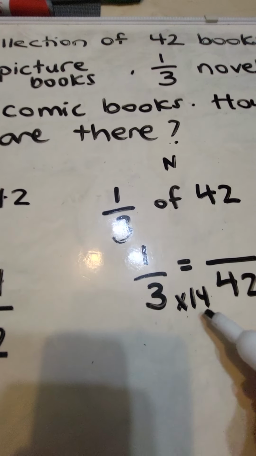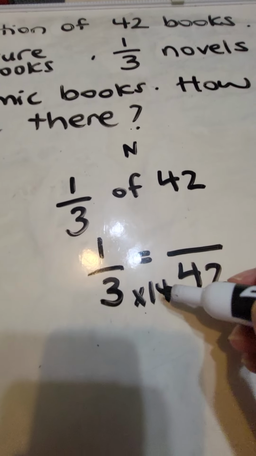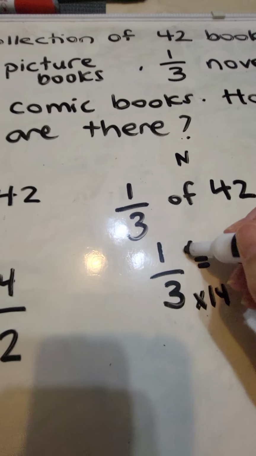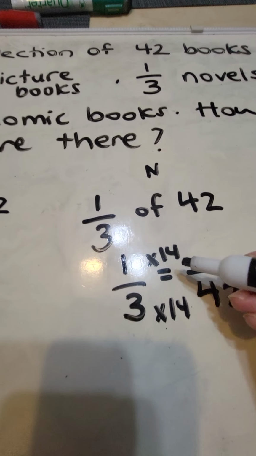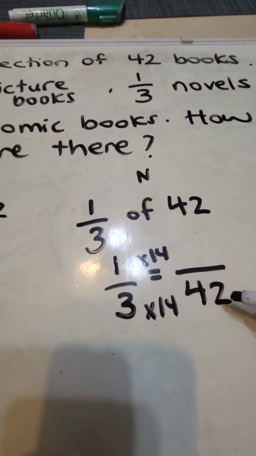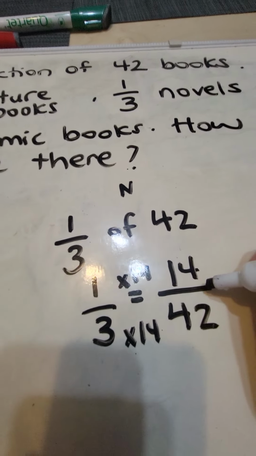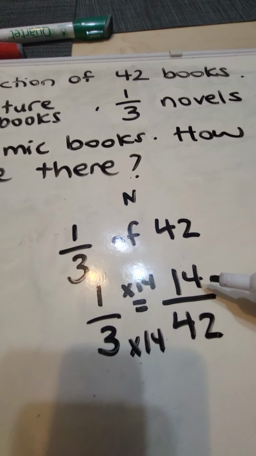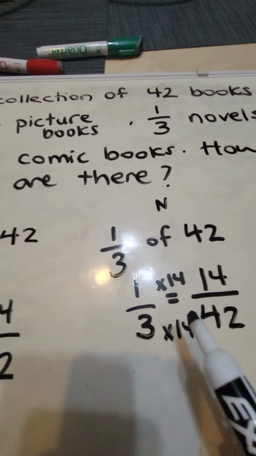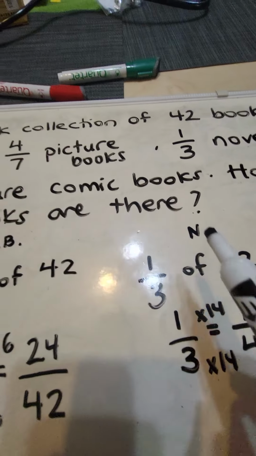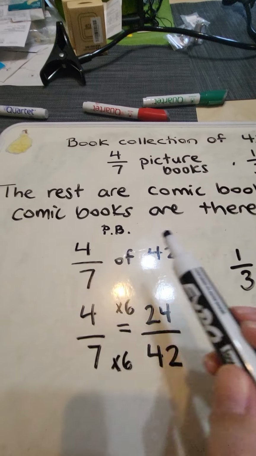Some people like to circle it or underline, whatever you want to do. The point is it's there. Again, equivalent fractions. This has to be the exact same number all the time. What you do to the bottom, you do to the top, and vice versa. So if 3 times 14 is 42, 1 times 14 is 14, and that means there are 14 novels. So far there's 24 picture books in this particular collection, 14 novels, and we're going to come back. The rest are comic books. How many comic books are there?